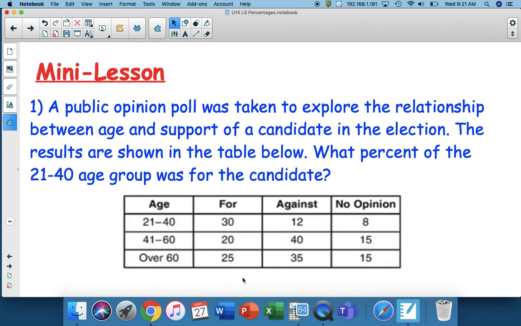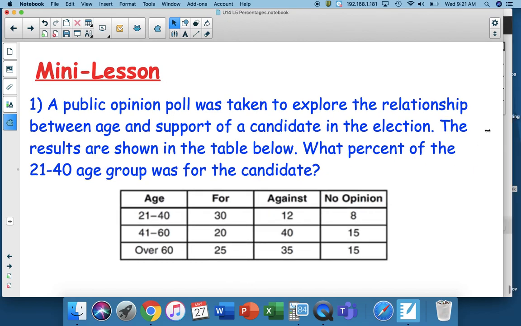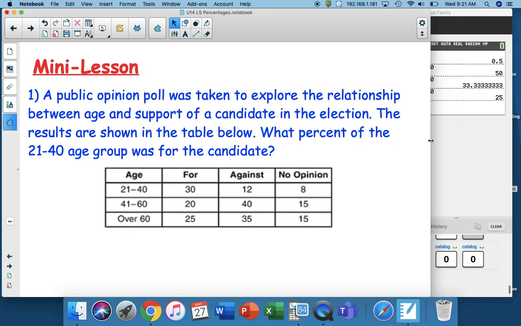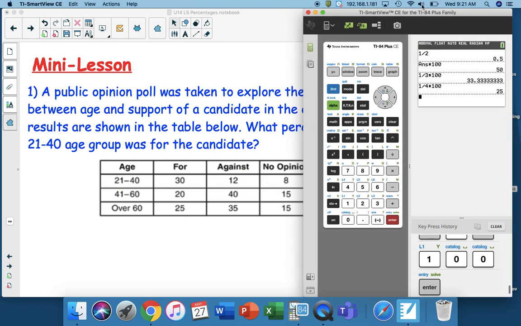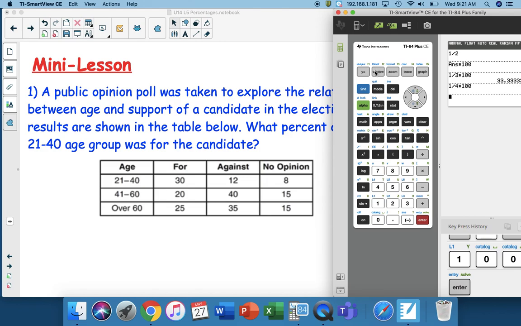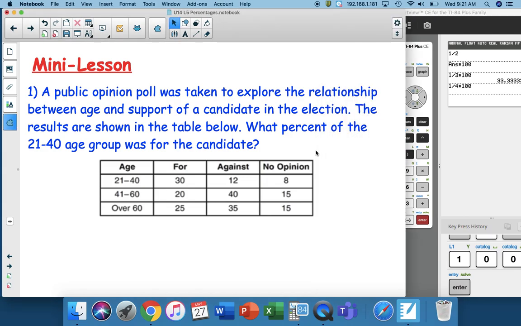It says a public opinion poll was taken to explore the relationship between age and support of a candidate in the election. The results are shown in the table below. What percent of the 21 to 40 age group was for the candidate? So this is what I'm talking about. We have to read the question carefully, see specifically what they're asking us for with the part and the whole. So the total, the whole, is just the 21 to 40 age group.